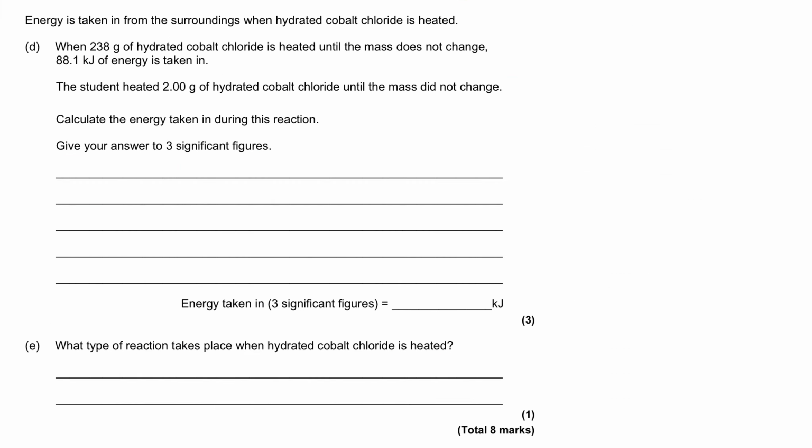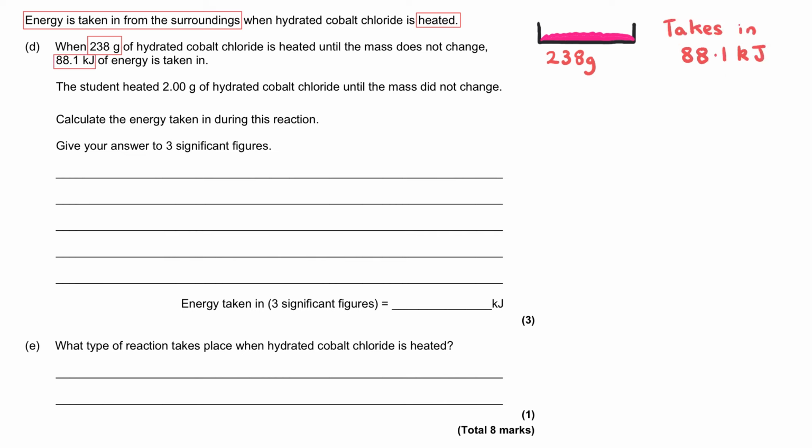Energy is taken in from the surroundings when hydrated cobalt chloride is heated. When 238 grams of hydrated cobalt chloride is heated until the mass does not change, 88.1 kilojoules of energy is taken in. The students in our experiment heated 2 grams of hydrated cobalt chloride until the mass didn't change. Calculate the energy taken in during this reaction and give your answer to 3 significant figures.